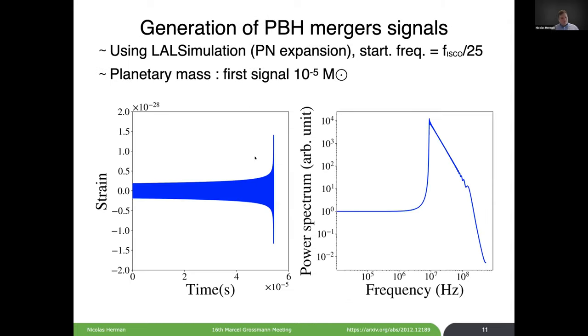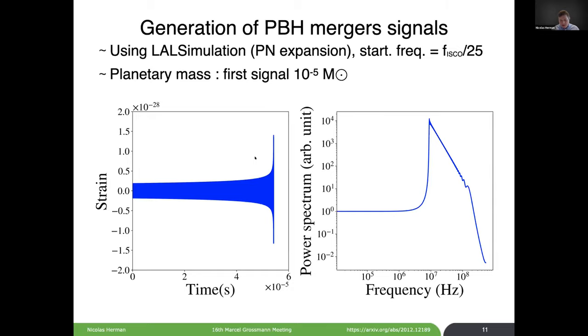So here was the modulation, and now we try to do some numerical simulation. We use the Liberi-Lie simulation to produce our waveforms. Here is the case for a planetary mass primordial black hole, 10 to the minus 5 solar masses. We can see here the waveform and here the frequency content of the waveform.